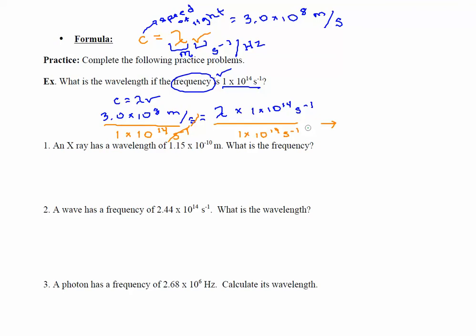And when I divide in my calculator, I get 3.0. But actually, if you notice, this is only one significant figure. This is two significant figures. So I'm going to keep it at one sig fig. So 3 times 10 to the -6, and my units are meters. Okay, so that is the wavelength that I just calculated.